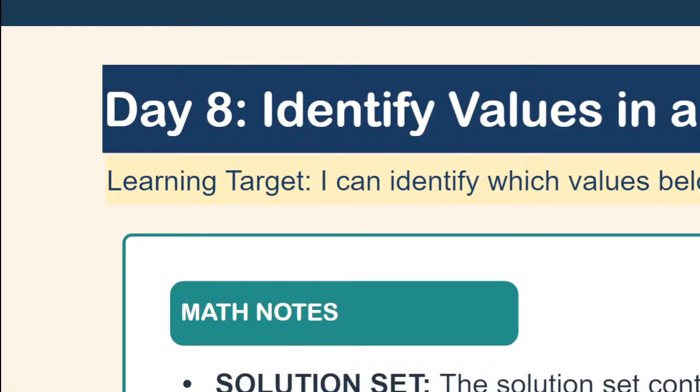Big idea: an inequality usually has many solutions, and many have infinitely many solutions on a number line. Quick tip: test every choice. Don't stop after finding just one solution. Model example: inequality x is greater than 4. Choices 2, 4, 5, 7. 5 and 7 are greater than 4. Solution is 5, 7.